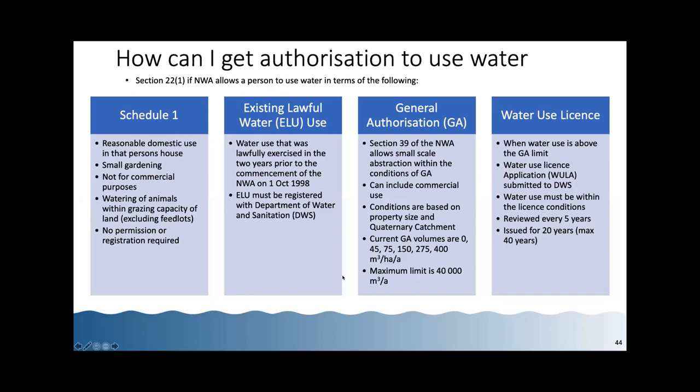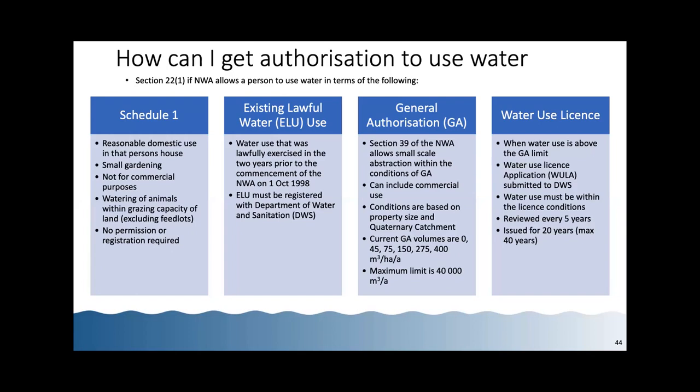The third method of how you can use groundwater legally is what we call a general authorization. This is for small-scale abstraction. You can use a GA for commercial purposes. The volume is dictated by your property size and also the quaternary catchment you fall in. And a GA does have a maximum limit of 40,000 cubes per annum.